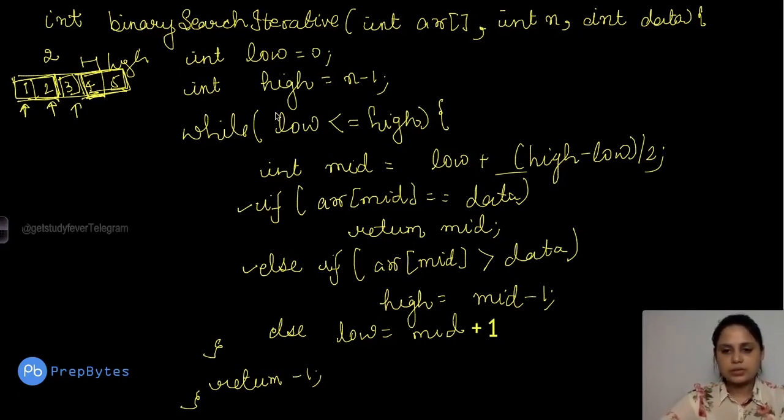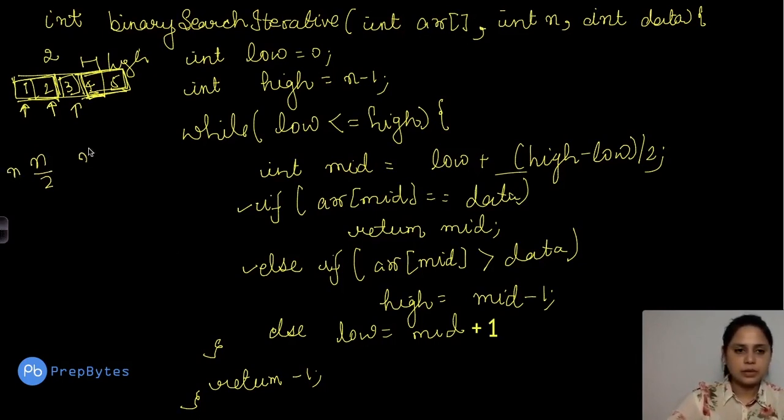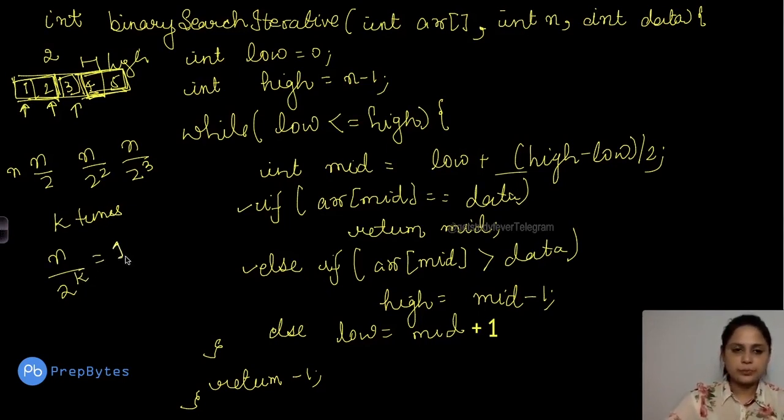Now the question is, what is the time complexity? The time complexity depends upon how many times this particular loop will run. There are two things to keep in mind. Every time we are reducing the input size by 2. So initially it will be n, then n by 2, then n by 2 to the power 2, then n by 2 to the power 3. Now let's say this loop runs k times. So this loop will run until n by 2 to the power k is equal to 1.